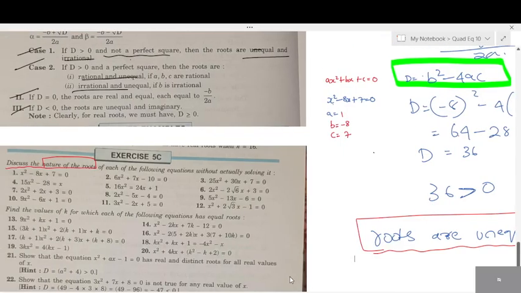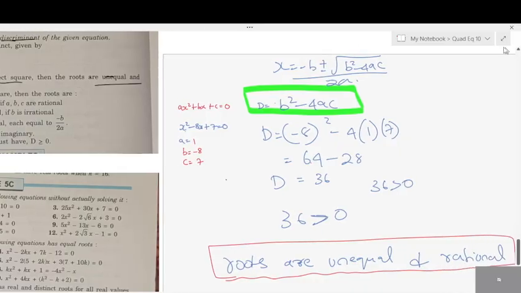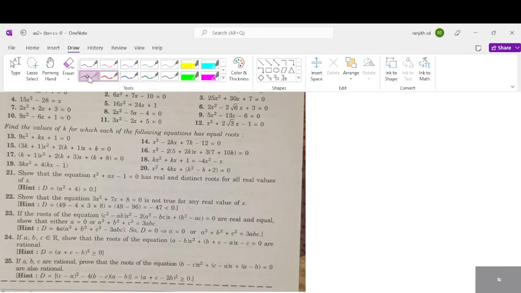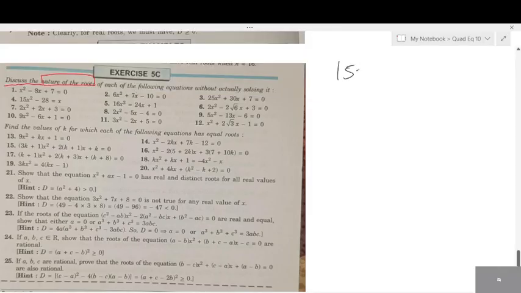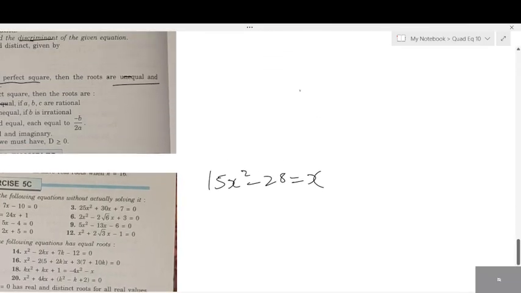Can you try the next question? See, second question, third, fourth is the same. Let us do the fourth one. Look at the fourth one, all of you. You'll tell me how to solve the fourth one, students. Tell me the fourth question: 15x square minus 28 is equal to x. First, convert into the general form. What's the general form? Ax square plus bx plus c is equal to 0.